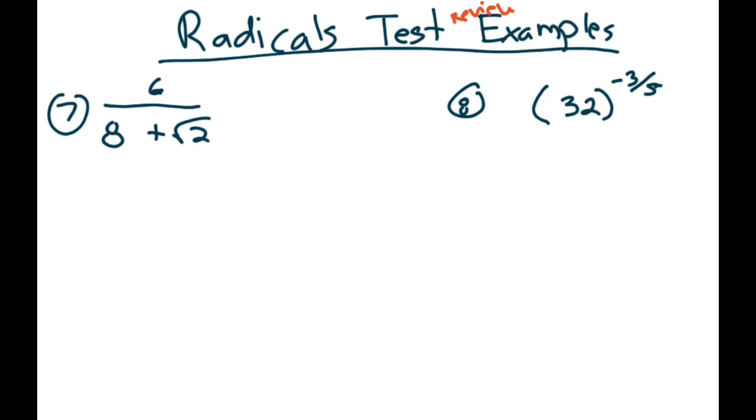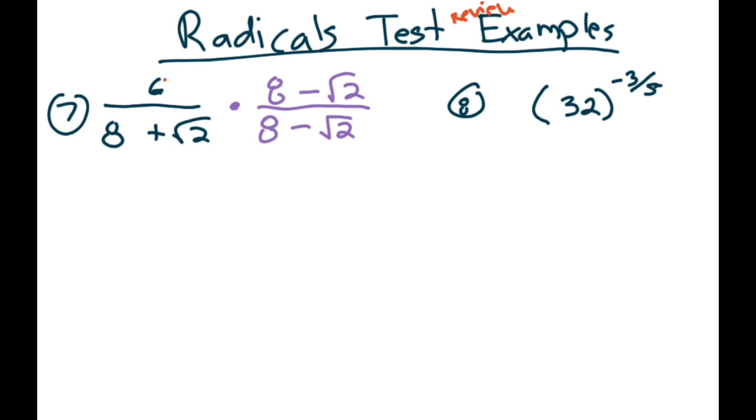All right, so these are examples of problems 7 and 8 that are similar to the radicals test review. So if I look at number 7, first thing I notice is that I cannot have a radical in the denominator. So to cancel out this radical in the denominator, I'm going to multiply by what we call the conjugate. And the conjugate is the same term, just the opposite sign. So this would be 8 minus the square root of 2. Now if I multiply by something on the denominator, I have to multiply the same thing on the numerator. So 8 minus the square root of 2.